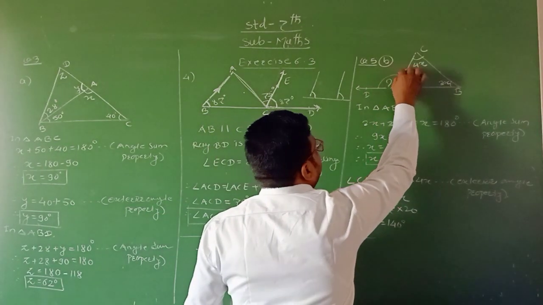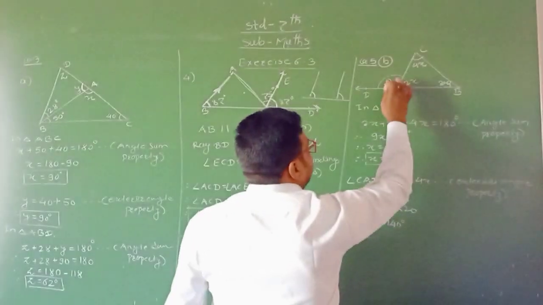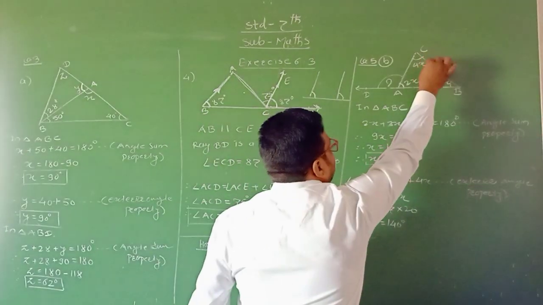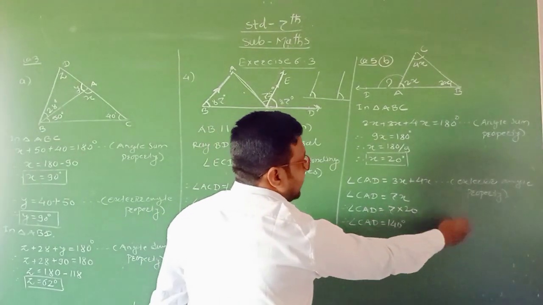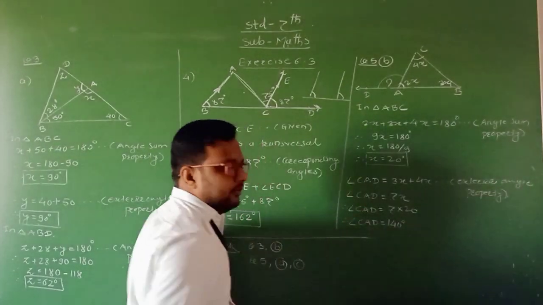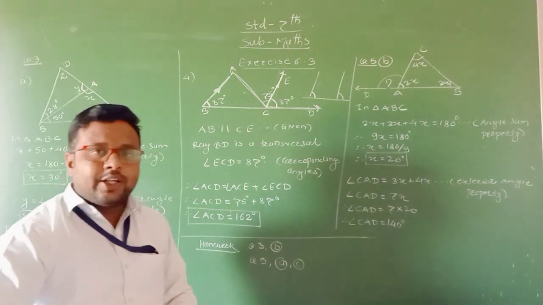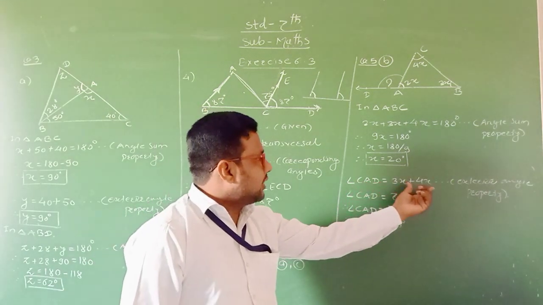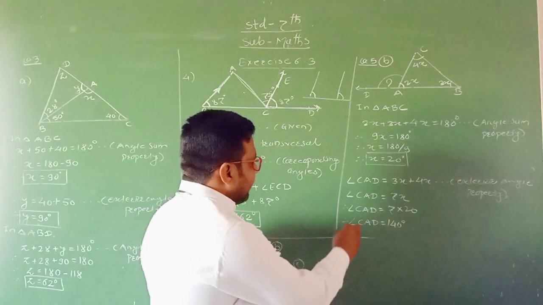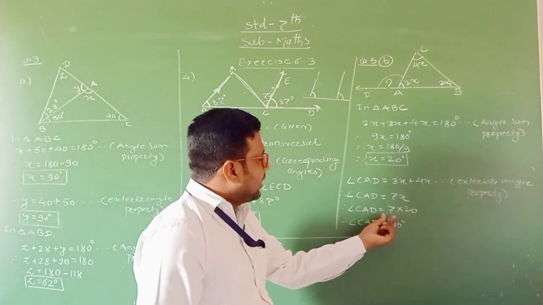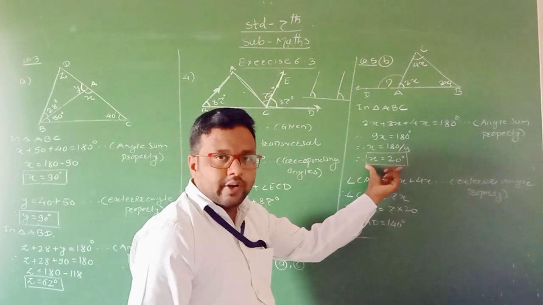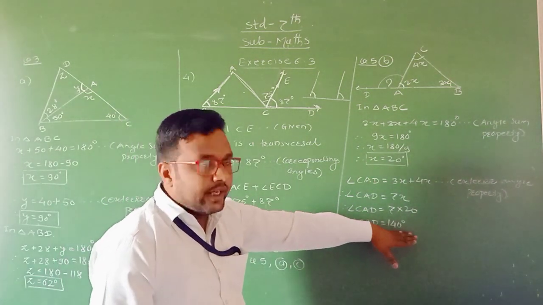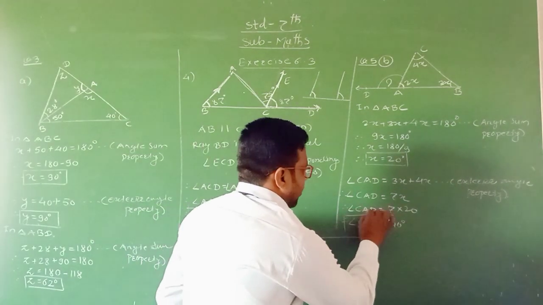Then angle CAD. Now this is the exterior angle of this triangle and forms a linear pair with angle A. Therefore this angle is equal to the sum of these two angles, that is 3x plus 4x. Here we write the exterior angle property. We know what the exterior angle property is. According to that, we write angle CAD is equal to 3x plus 4x. Therefore angle CAD is equal to 7x. Therefore angle CAD is equal to 7 into 20, the value of x we found is 20. In this way we get the measure of angle CAD is equal to 140 degree. And this is the answer for this question.